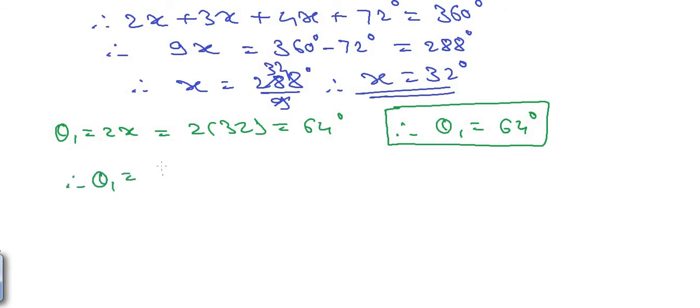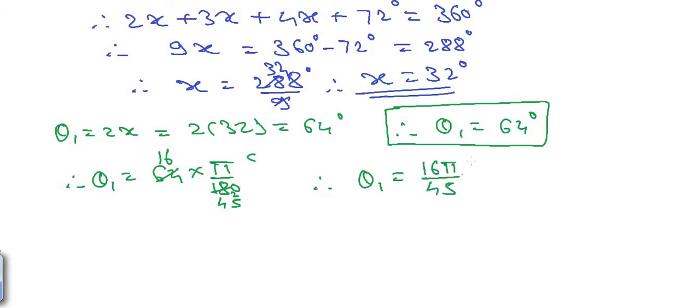Therefore we get theta 1 is equal to 64 into pi by 180 radian. Let us divide by 4. 16 for the 64, and here 4 for the 16, 18 minus 16 is 2, 4 5s are 20, and so we get theta 1 as 16 pi by 45 radian. So these are the values of theta 1 in terms of degree measure and radian measure.